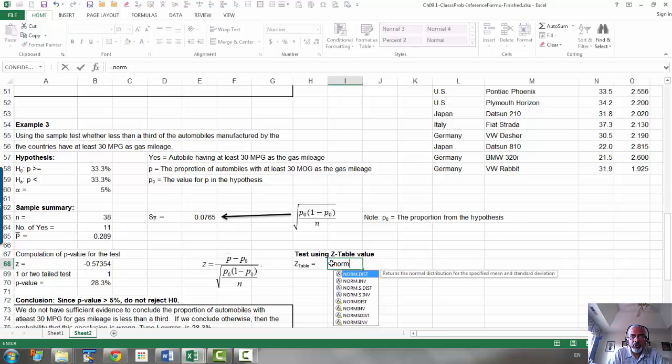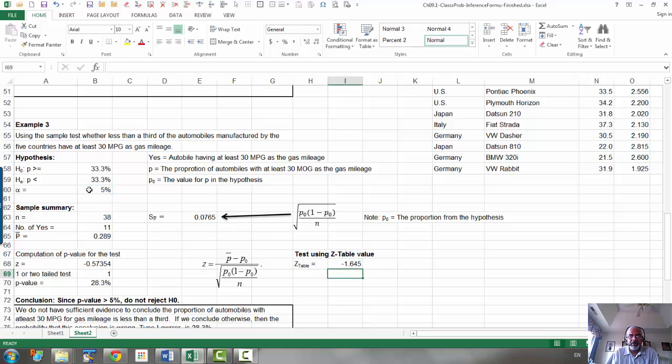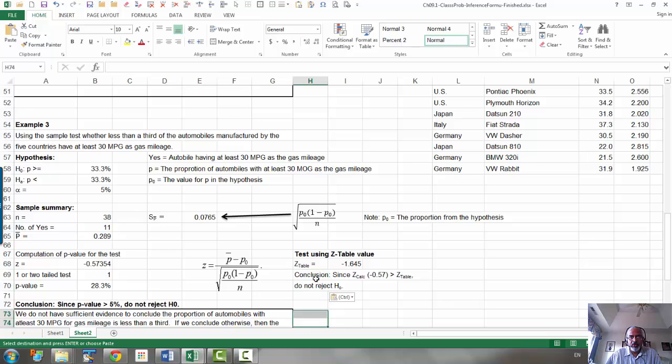So NORM.S.INV, and the probability is the cumulative probability. Since it's the left-hand side tail, it is just alpha value. Okay, so now the conclusion is, we need to look at the alternative hypothesis, which is less than 33.3%. So we need to look at the Z calculated value and see whether it is less than the Z table value, which in this case is not. Minus 0.57 is not less than the critical value for Z from the table, and therefore we cannot reject the null hypothesis. The same conclusion as we have reached using the p-value approach. So our conclusion is, since Z calc, which is minus 0.57, is greater than the Z table value, we cannot reject the null hypothesis.